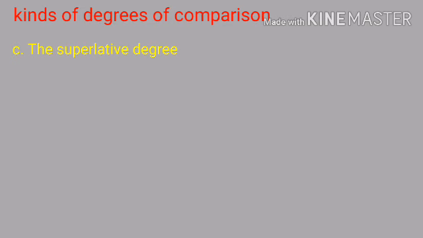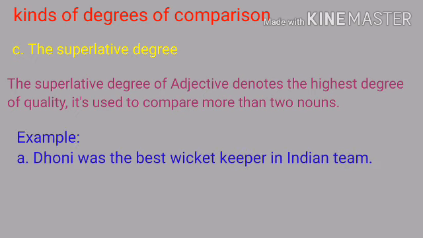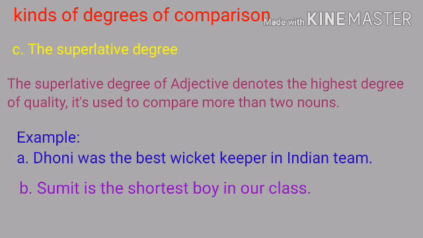And the third is the superlative degree. So what is superlative degree? The superlative degree of adjective denotes the highest degree of quality. It's used to compare more than two nouns. For examples, Dhoni was the best wicket keeper in Indian team. Sumit is the shortest boy in our class.